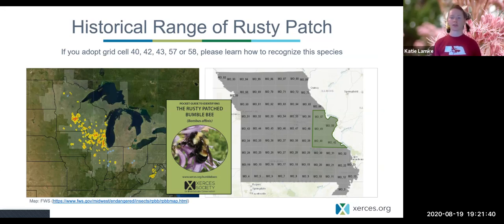So if you are going to be surveying in those cells, we would like you to look through this guide and learn how to identify the bee, as well as log on to the fishandwildlife.gov profile page so that you can learn what the necessary steps are to handling this if you come across it. It is unlikely that it's going to be detected in this area, but we would just like you to be aware of the possibility if you're in those 5 or 6 grid cells.